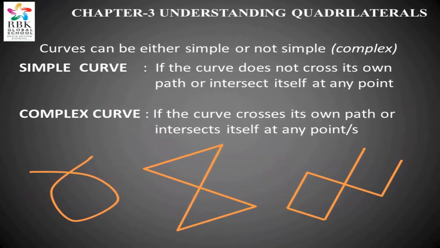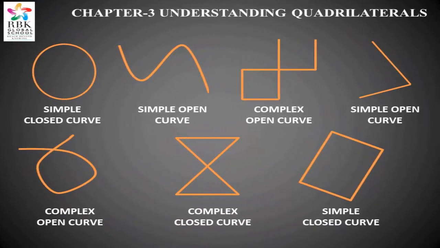Curves can either be simple or not simple, that is, complex. If the curve does not cross its own path or intersect itself at any point, it is known as a simple curve. And if it does, it is known as a complex curve. After knowing the types of curves, these figures can be given these names.